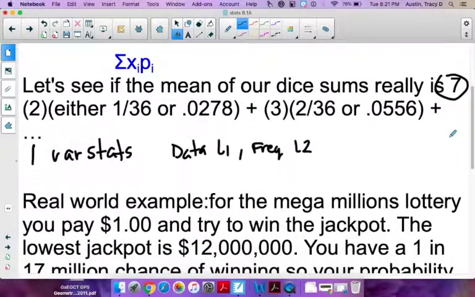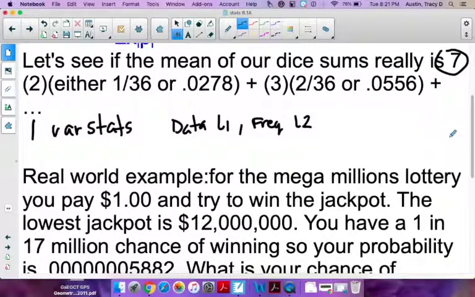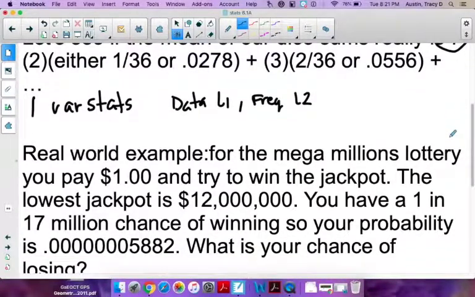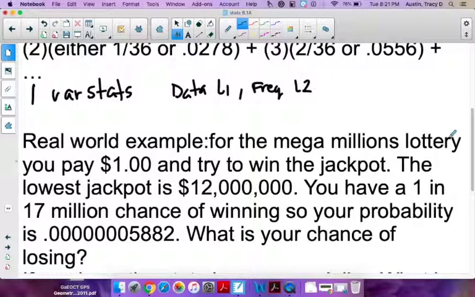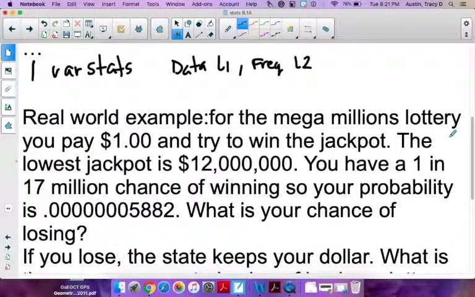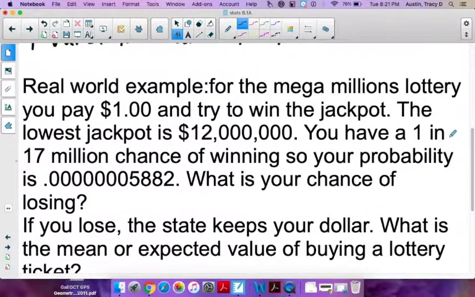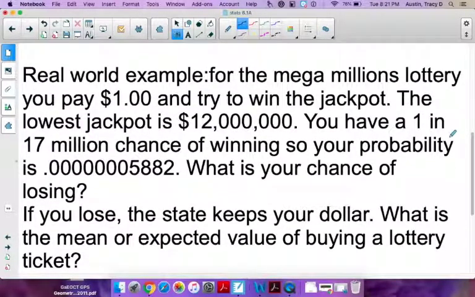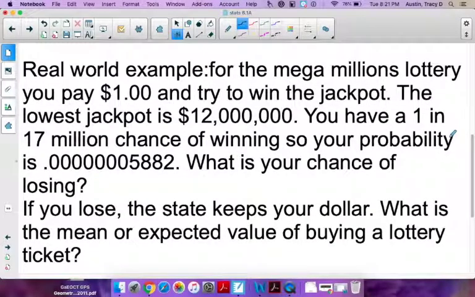All right, so let's do one of these. You can put this in your calculator as well, in your L1 and L2, and it will give you the correct answer, or you could do this by hand. We're going to find the average of what you can expect to win if you play the lottery. For those of you who are already 18, or getting ready to turn 18. Obviously this is from a while ago, because now you have to pay like $2 for a play. The lowest jackpot is $12 million, and you have a 1 in 17 million chance of winning. I've gone ahead and done that for you.